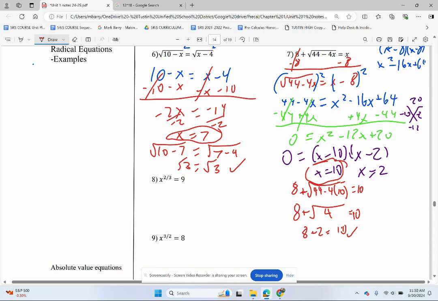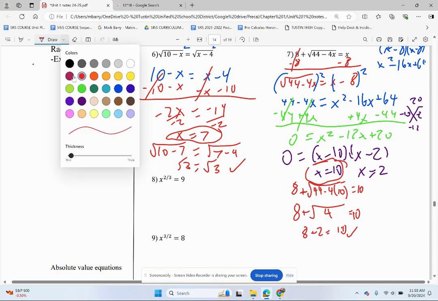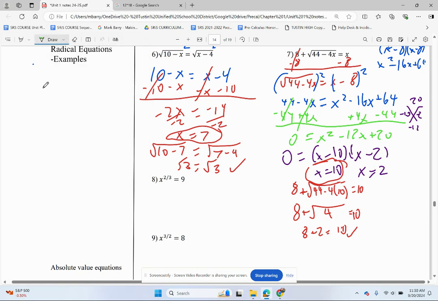All right, and so now I'll do that again with 2. So I'm going to say 8 plus the square root of 44 minus 4 times 2 is supposed to equal 2. So that means 8 plus the square root of, let's see, 44 minus 8 is 36. So that's saying 8 plus 6 equals 2. So that's obviously not true. And so that means 2 is an extraneous solution, and I should cross it off. So the only answer here is 10. Now, remember when we get an extraneous solution, that does not mean that we did anything wrong.